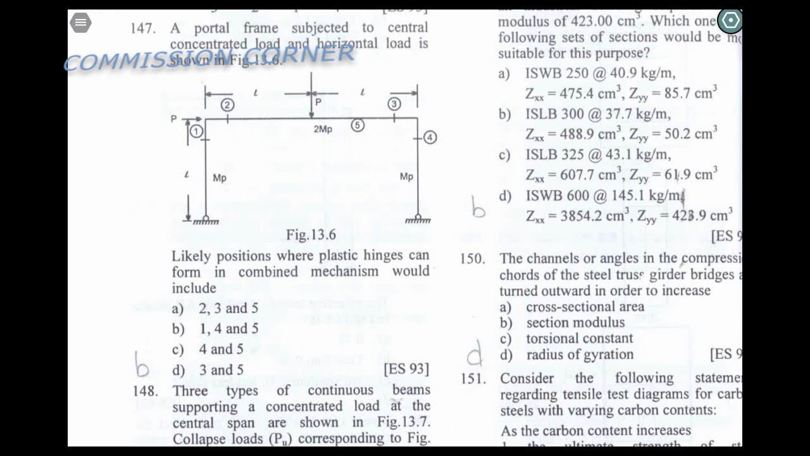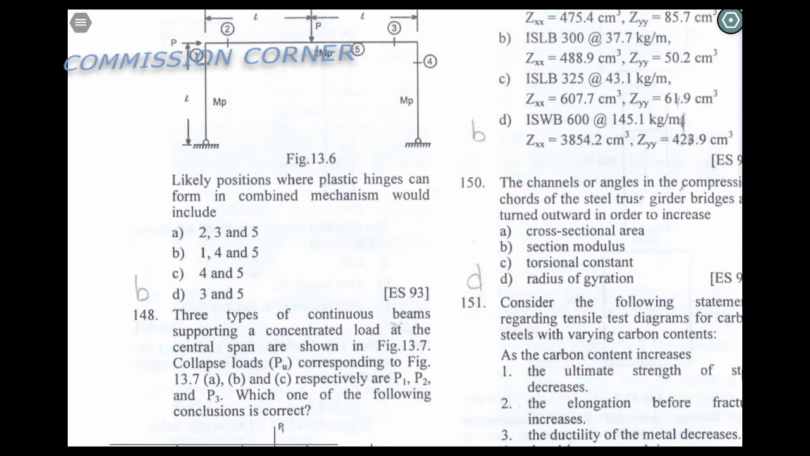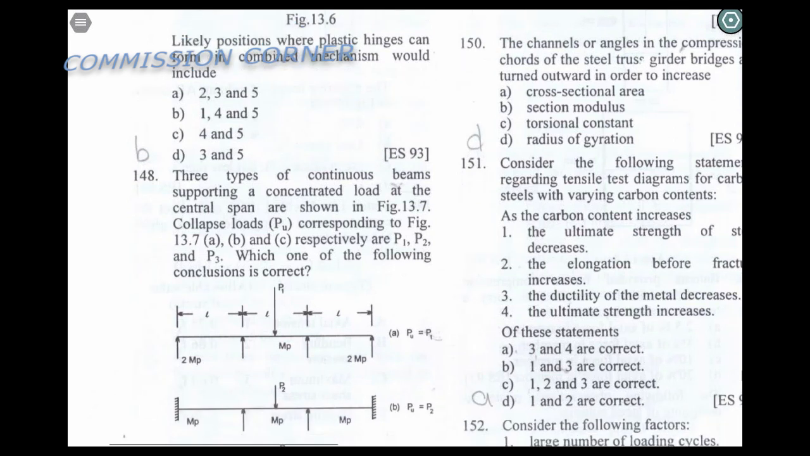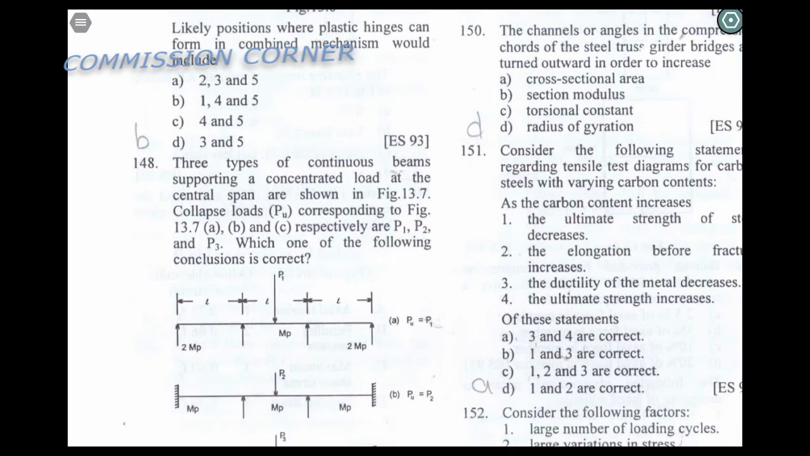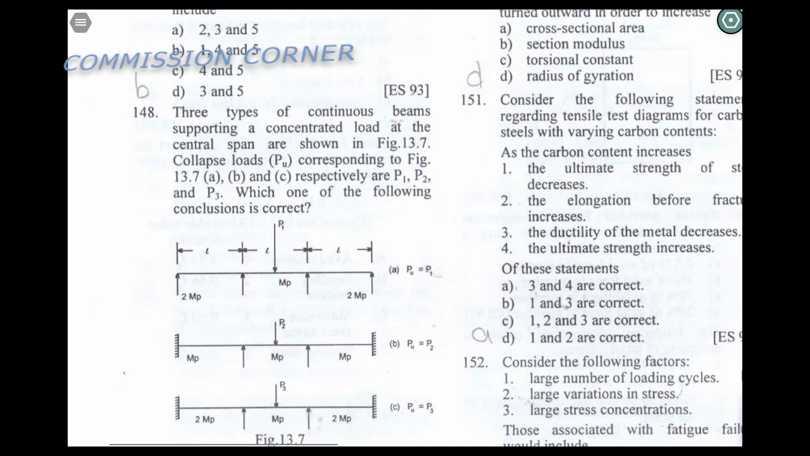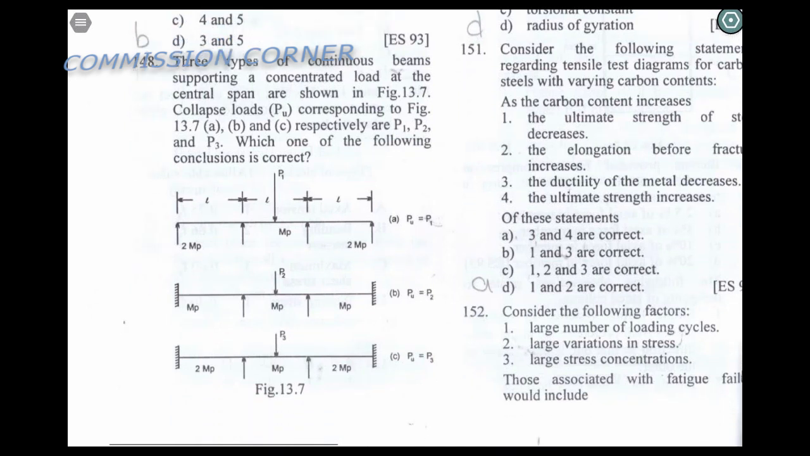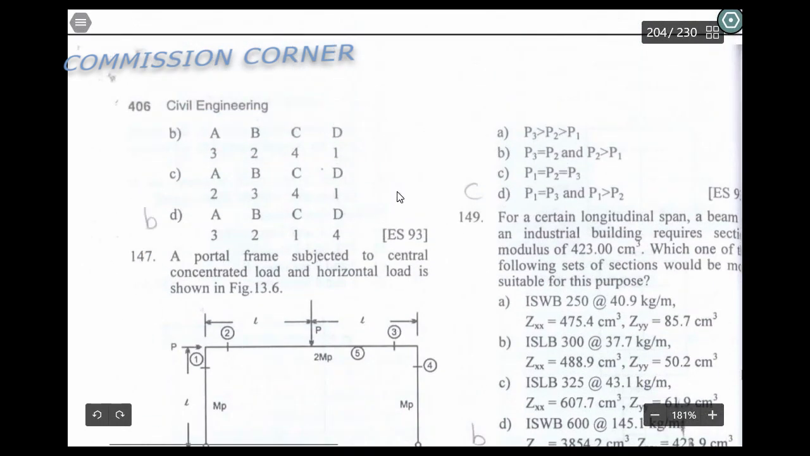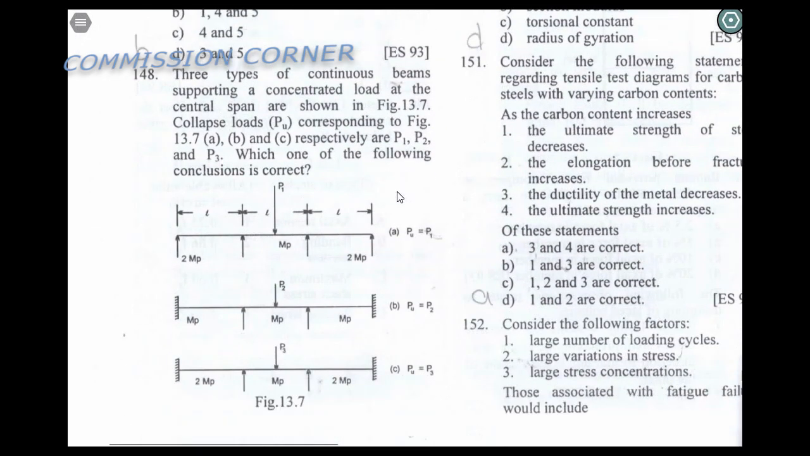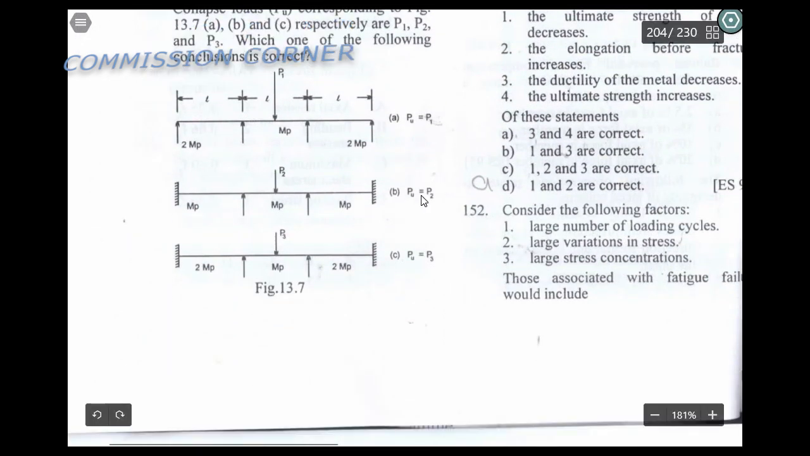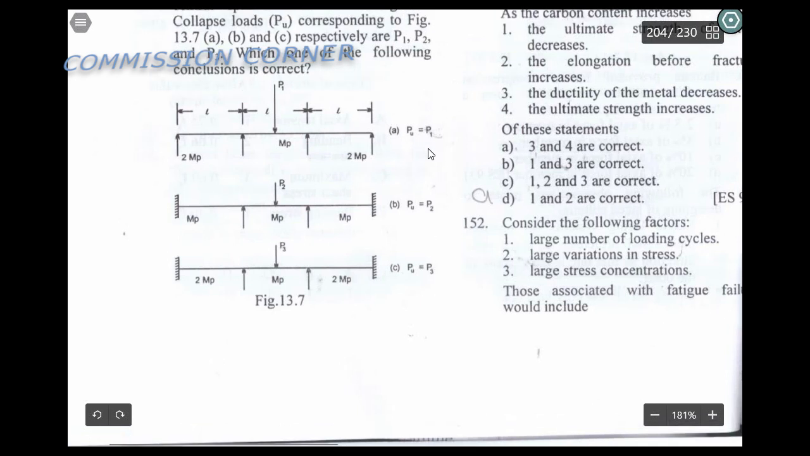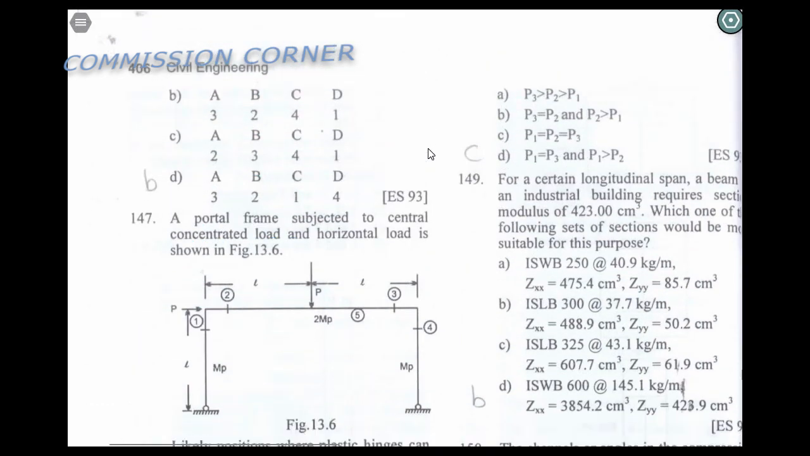Next question, three types of continuous beams supporting a concentrated load at the central span as shown in figure. Collapse loads corresponding to figures 13.7 A, B and C respectively. Which one of the conclusions is correct? So here are the figures. Here we can see the loads acting P1, P2, P3 and the moments. P1 is equal to P2 is equal to P3. C option is the correct answer. Yes, the value of Pu is the same for all of them. So the total resultant will be equal. So P1 equals P2 equals P3. This is the correct answer.